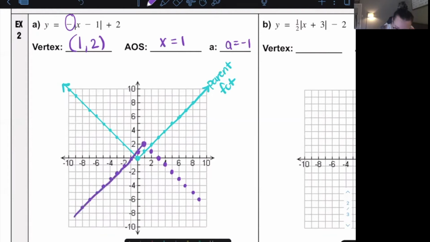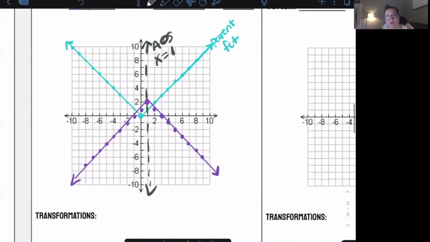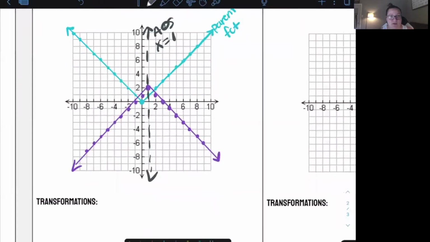Then I'm going to draw the line through these points. And then, of course, I need to graph my axis of symmetry, which is x equals 1. I'm just going to put a dashed line. Axis of symmetry, x equals 1. Okay, so how does this compare to the first, the parent function? Well, first of all, I noticed that it's upside down. So it got reflected over the x-axis.